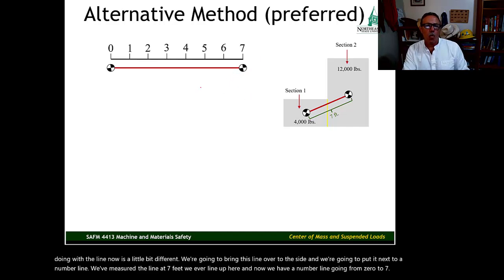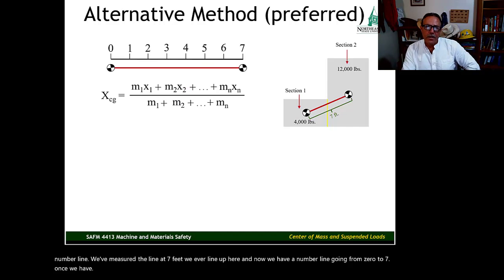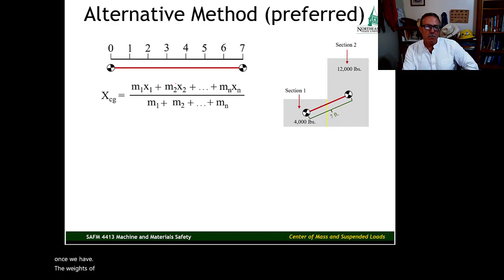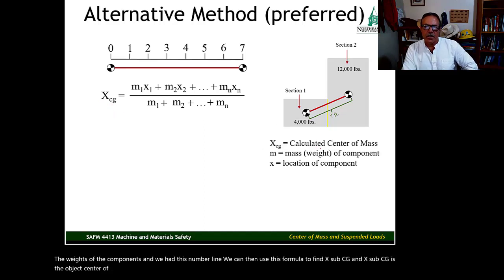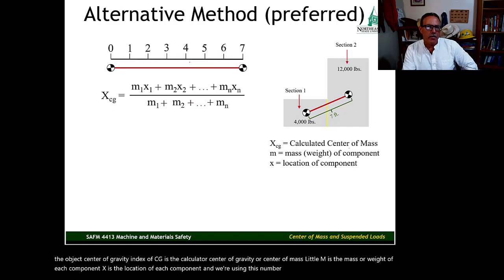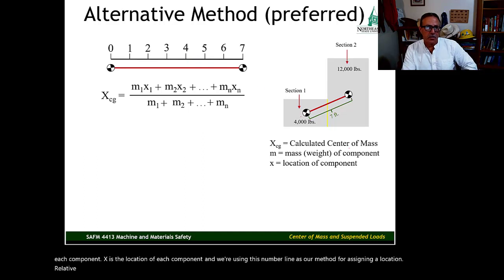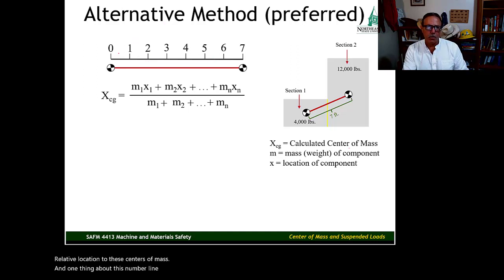Once we have the weights of the components and we have this number line, we can then use this formula to find X sub CG. And X sub CG is the object center of gravity. Again, X sub CG is the calculated center of gravity or center of mass. Little m is the mass or weight of each component. X is the location of each component. And we're using this number line as our method for assigning a relative location to these centers of mass.